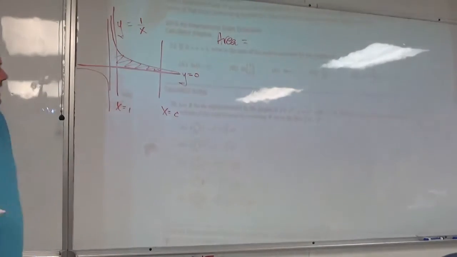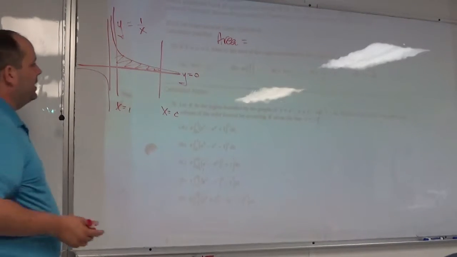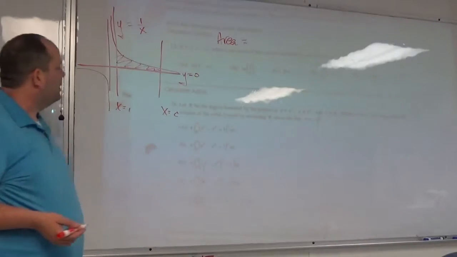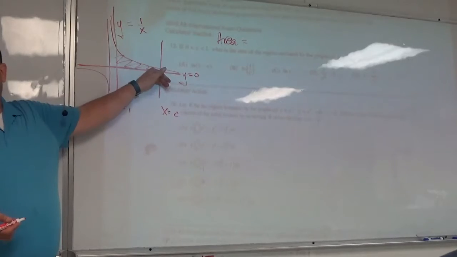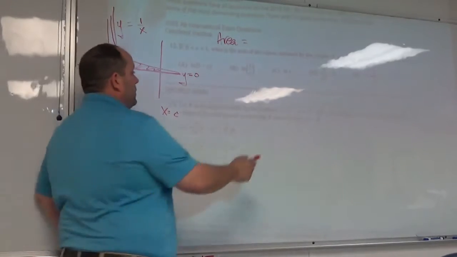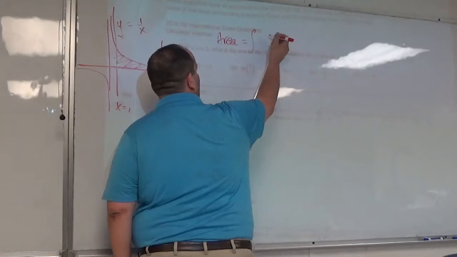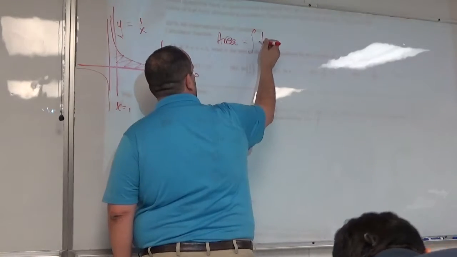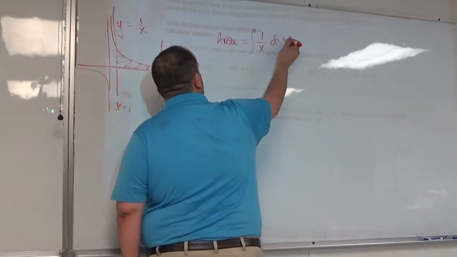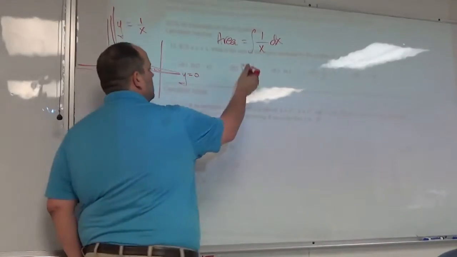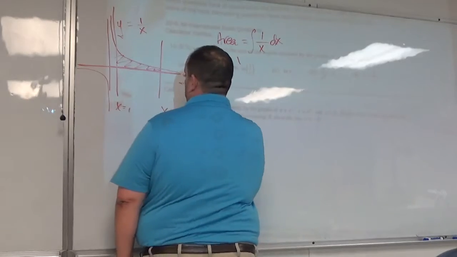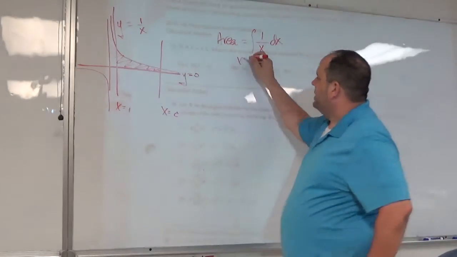Now I want to get the area, not the volume. Don't talk to me about volume. I'm not interested in volume. How do we find area? Right, we're just bounded by the x-axis. So we're going to do an integral. What are we integrating? 1 over x, with respect to x. Limits of integration? 0 to 1. Not 0 to 1. 1 to c.